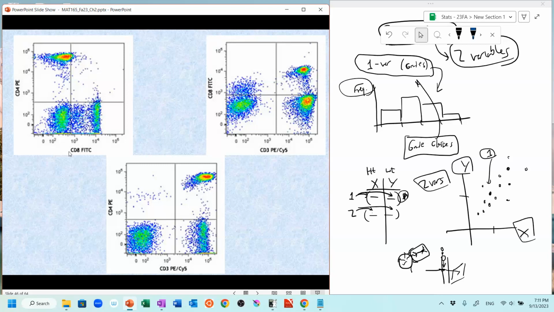So this is CD4, CD8, and CD3 cells. These are markers related to immune cells. So again, if you're interested in medicine or biology, look up flow cytometry, another super interesting science topic.